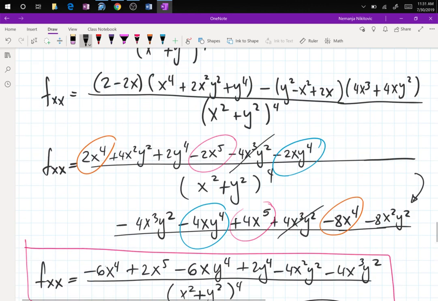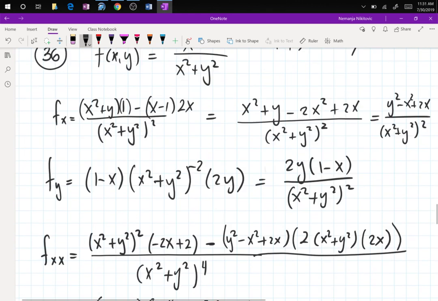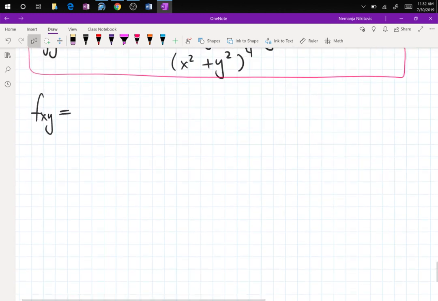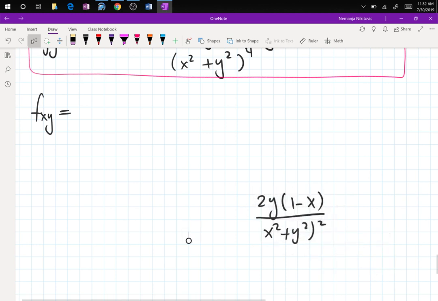So what's easier? To go to fx and take the derivative with respect to y, or to go to fy and take the derivative with respect to x? Let's go with this one. So take the derivative with respect to x. I just copied it here so I can see it, because you can work it out in either one of these two.